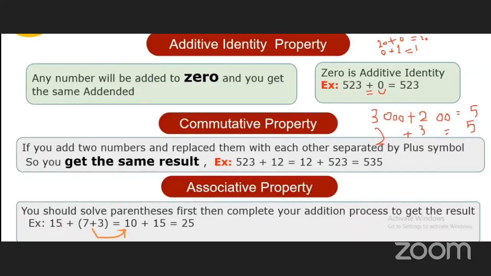Here, 15 plus, then open bracket, 7 plus 3. What can I do at this moment? Never mind. First, I solve the parentheses first. So 7 plus 3 will be 10. Then add 10 to the other addend, which is 15. 10 plus 15 equals 25.